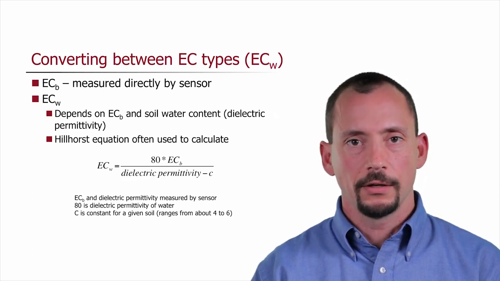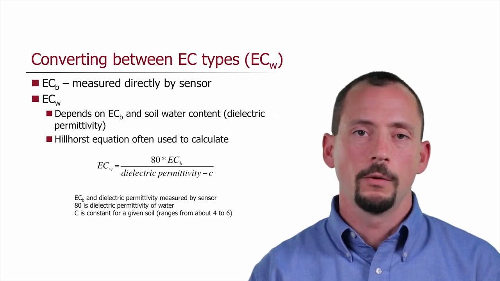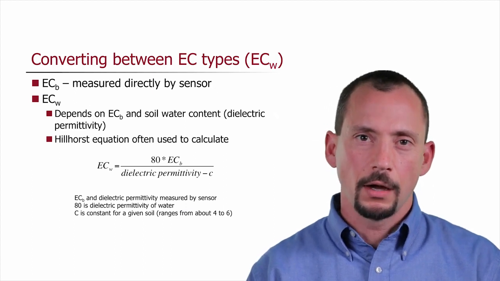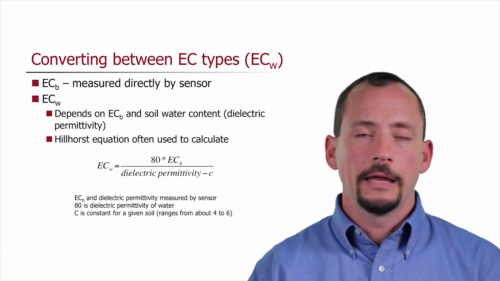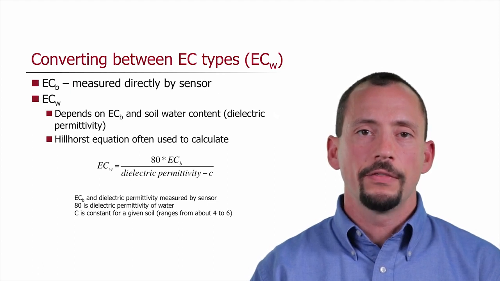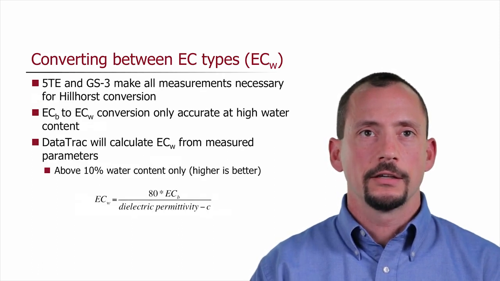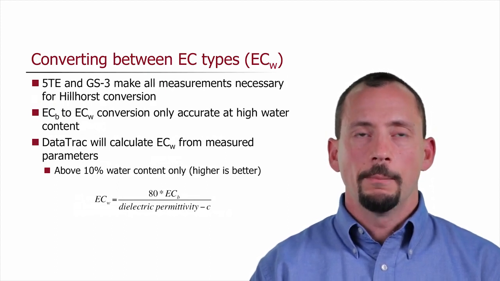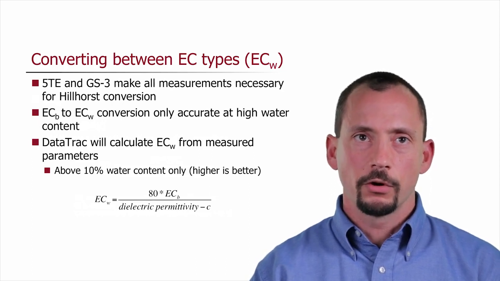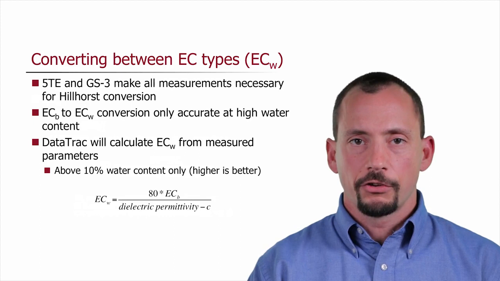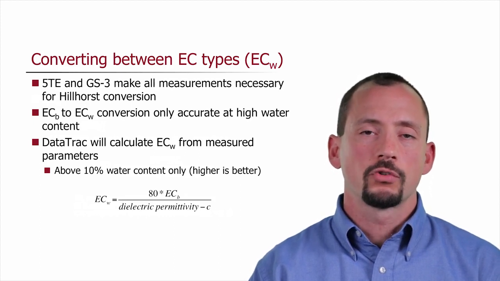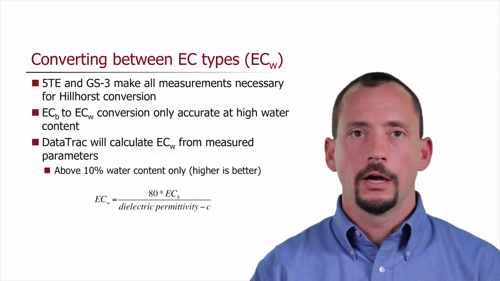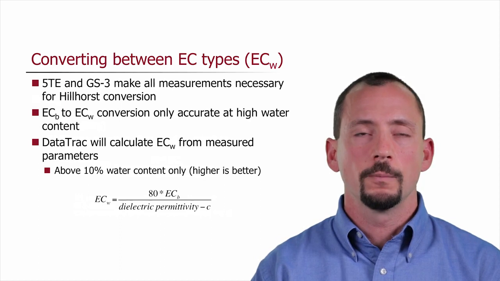measurement of dielectric permittivity. So all of your multifunctional soil moisture sensors that measure dielectric permittivity and bulk electrical conductivity can be used to get a pretty good idea of what the soil water electrical conductivity is. So 5TE sensors, GS3 sensors, RS3 sensors make all those measurements that are necessary for the Hilhorst conversion. And our software will calculate that soil water EC from those measurements by the 5TE or GS3 automatically for you. It's a simple calculation to do.